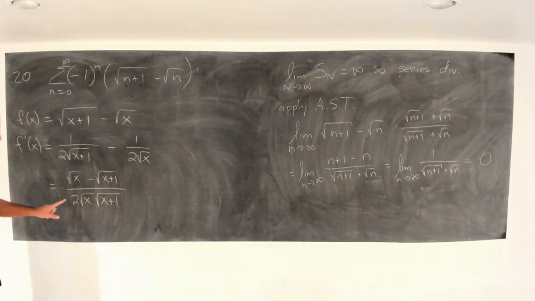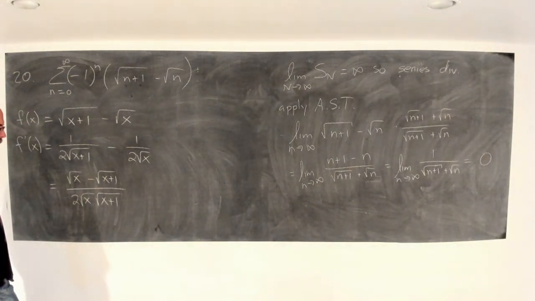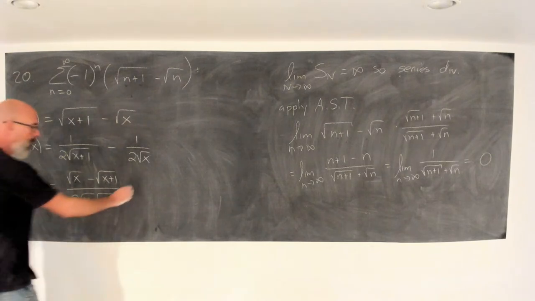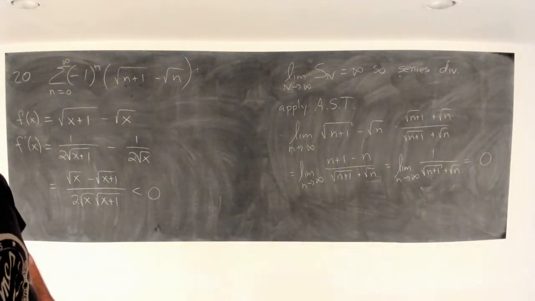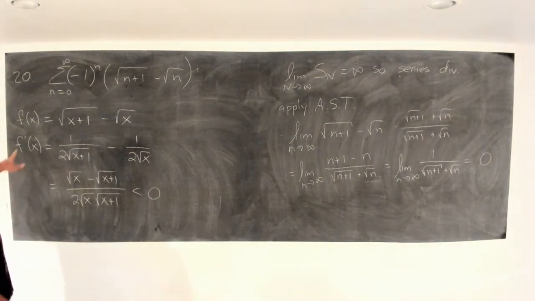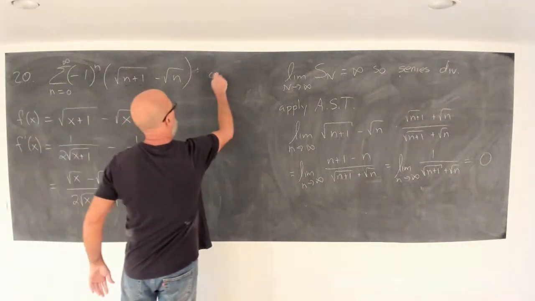The denominator is always positive. X plus 1 is bigger than x, so square root of x plus 1 is going to be bigger than square root of x. And since you're subtracting something bigger, this is going to be less than 0. How are we doing? Conclusion. Your terms are decreasing, going to 0. So hypotheses of the alternating series test are satisfied. This conditionally converges.